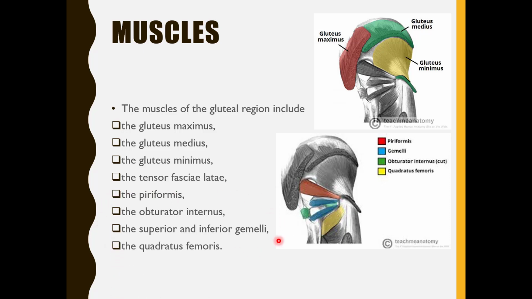Then the last muscle will be quadratus femoris muscle, which is shown here in yellow color. Quadratus femoris muscle is quadrilateral in shape, having four corners and four sides. So this is quadratus femoris muscle. I will repeat. First of all, there will be gluteus maximus, then gluteus medius, then gluteus minimus, then piriformis muscle, then superior gemellus, obturator internus, inferior gemellus, and quadratus femoris muscle along with the tensor fascia lata. These are the muscles of the gluteal region.